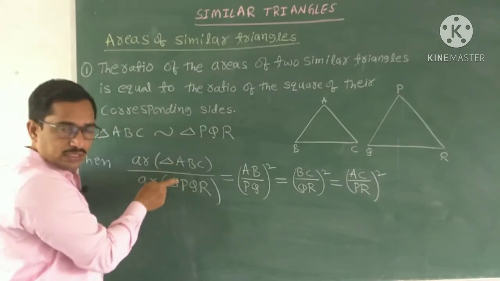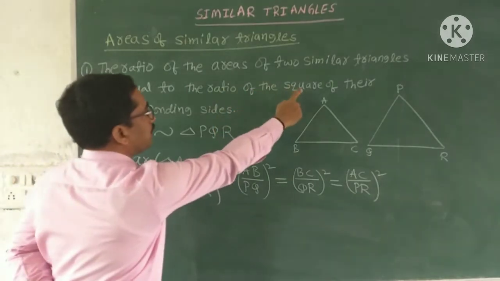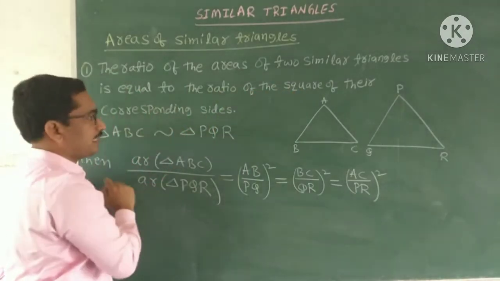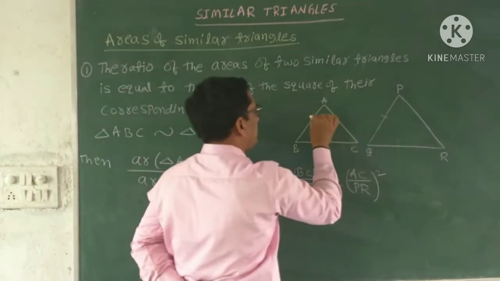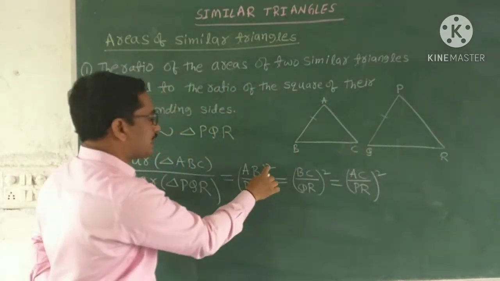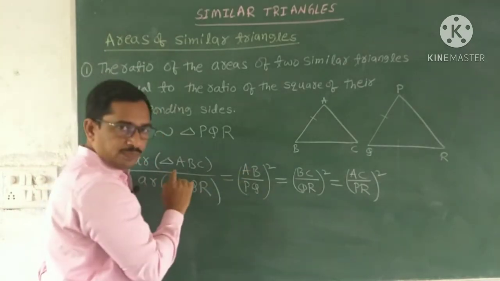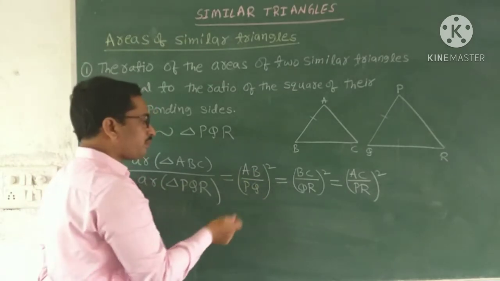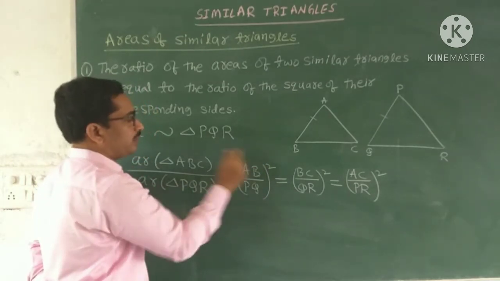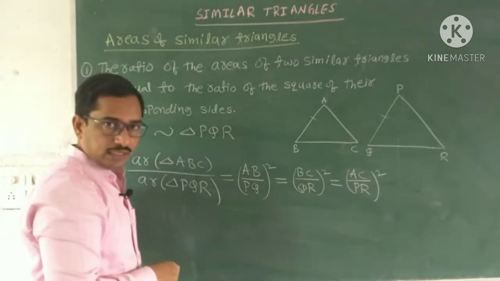The ratio of these two areas is equal to the ratio of the squares of their corresponding sides. Corresponding sides means AB, its corresponding side is PQ. So the ratio of the squares of their corresponding sides is AB by PQ whole square, or it is written as AB square by PQ square. Now this is the formula for areas of similar triangles.